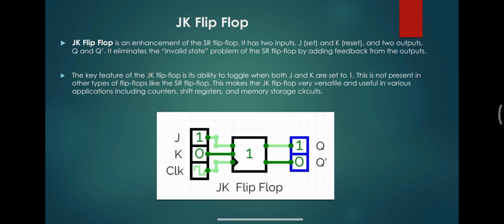J means set, K means reset, and two outputs like SR, Q and Q prime. The key feature of the JK flip-flop is the ability to toggle when both J and K are set to 1. This is not present in other types of flip-flops like the SR flip-flop. And here is given a simple JK flip-flop circuit.